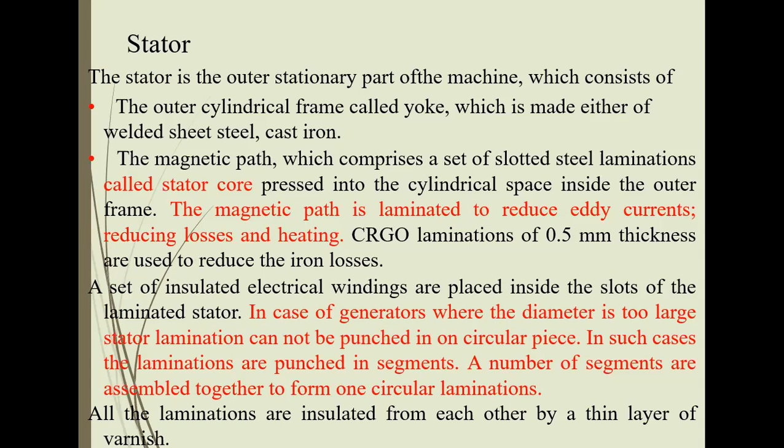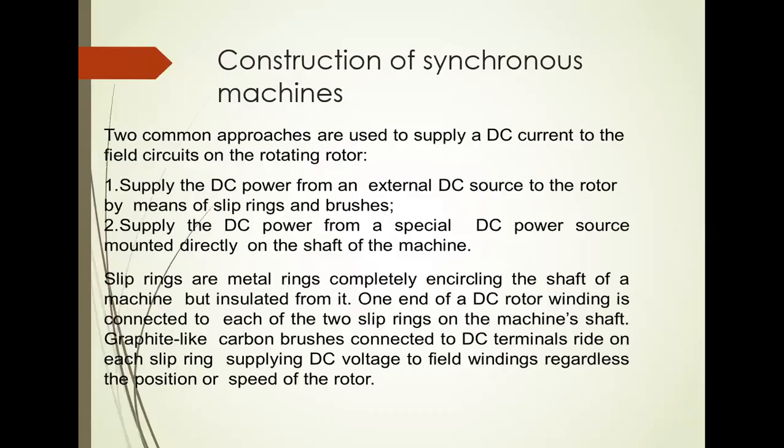Suppose in the case of a generator where the diameter is too large, the stator lamination cannot be punched from a circular piece. In that case, the laminations are punched in segments, and a number of segments are assembled together to form one circular lamination. Okay, here is how the laminations look in a synchronous machine. Each and every lamination is insulated from the others by a thin layer of varnish.